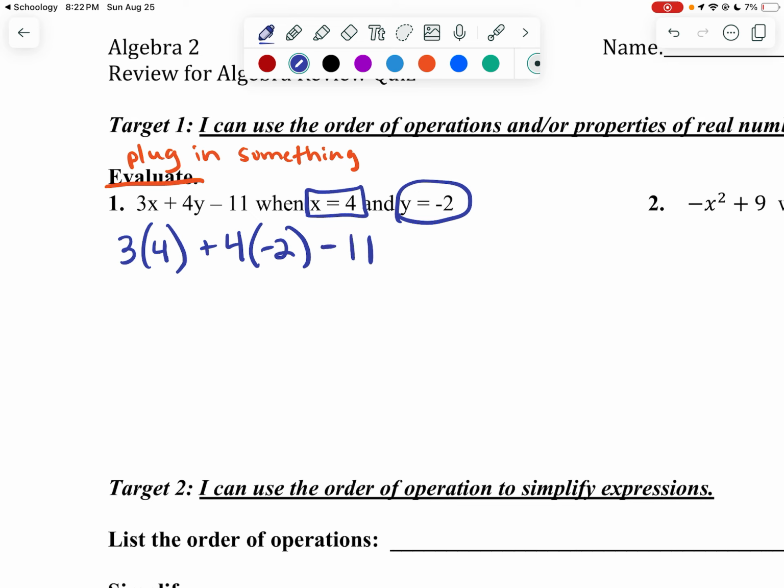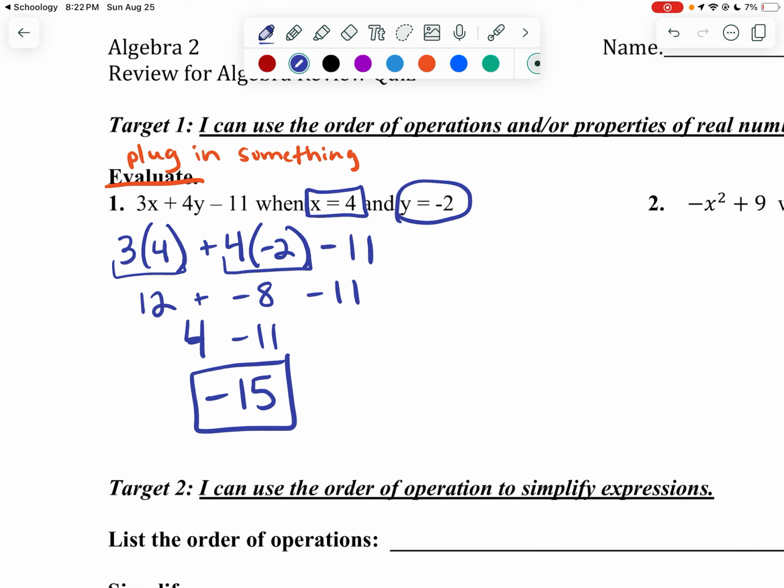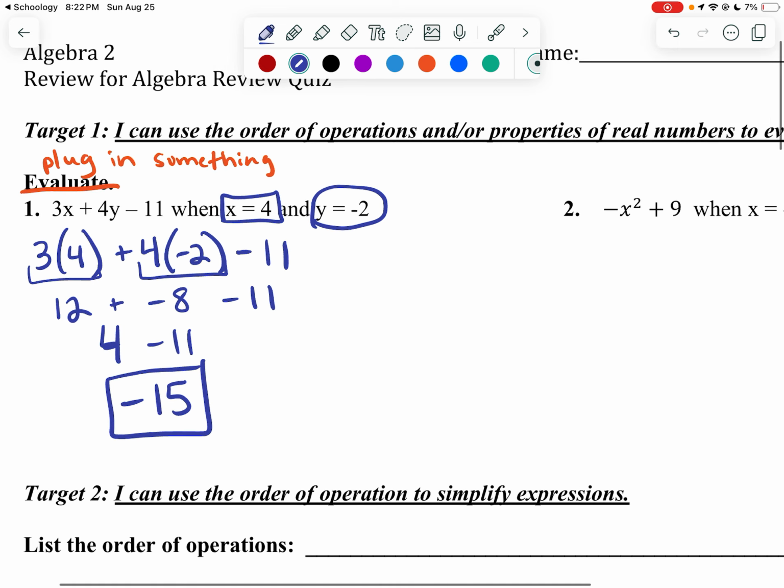Okay, so now this is order of operations, or you could just grab your calculator. 3 times 4 is 12. 4 times -2. So that's plus -8 and then -11. And then again, you can just grab your calculator. This is just adding these things up together. Okay, so 12 plus -8, that's like 12 minus 8. Oops, that's 4 minus 11, so this would be -15. Okay, so evaluate, you're plugging it in.